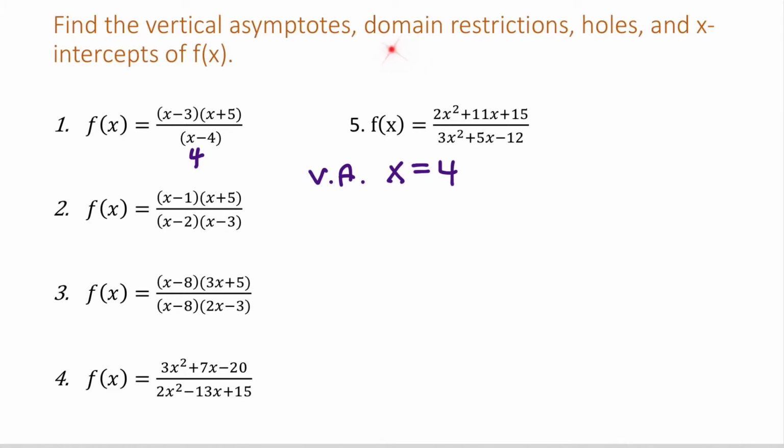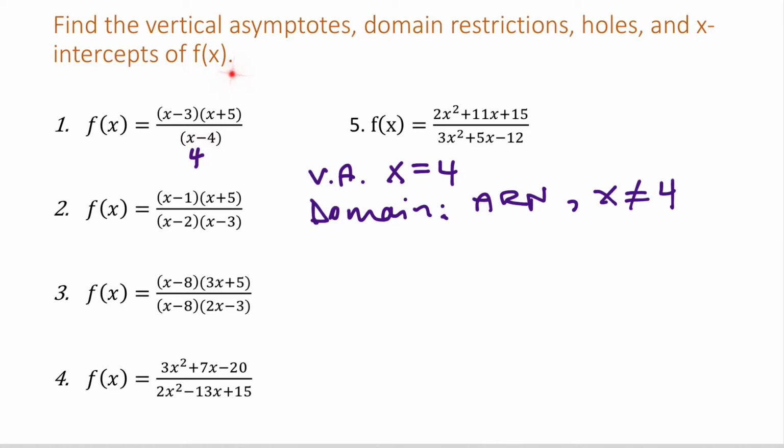So if we're talking about domain restrictions, x cannot be equal to 4 because it causes an undefined situation. So we can say that our domain is all real numbers except x cannot equal 4. Next, let's look for holes. We're trying to see if we have any factors that are matching top to bottom. So there's no holes in number 1.